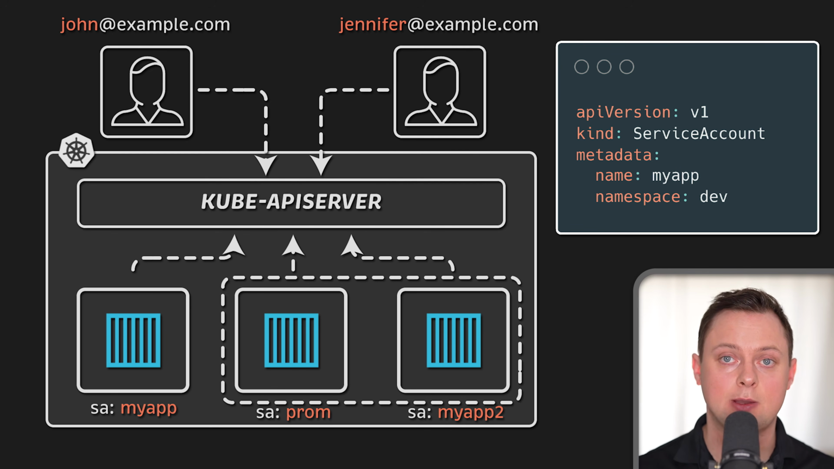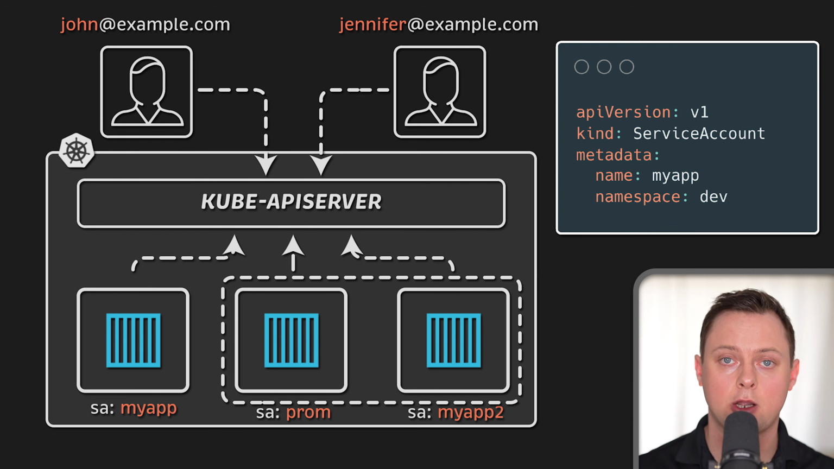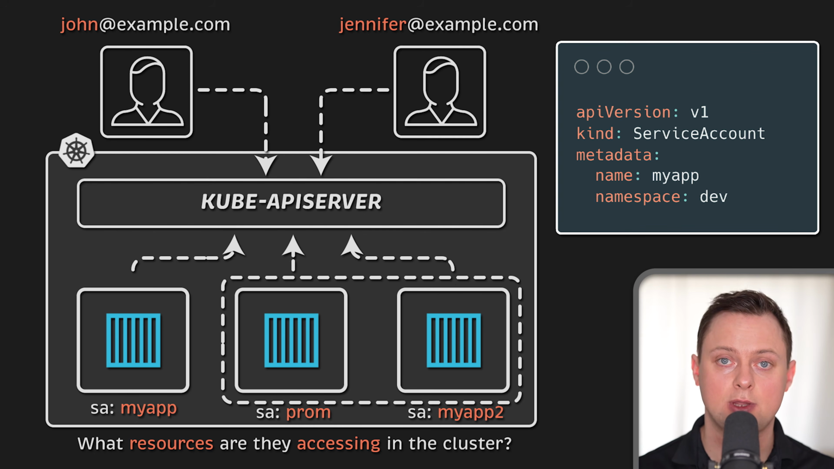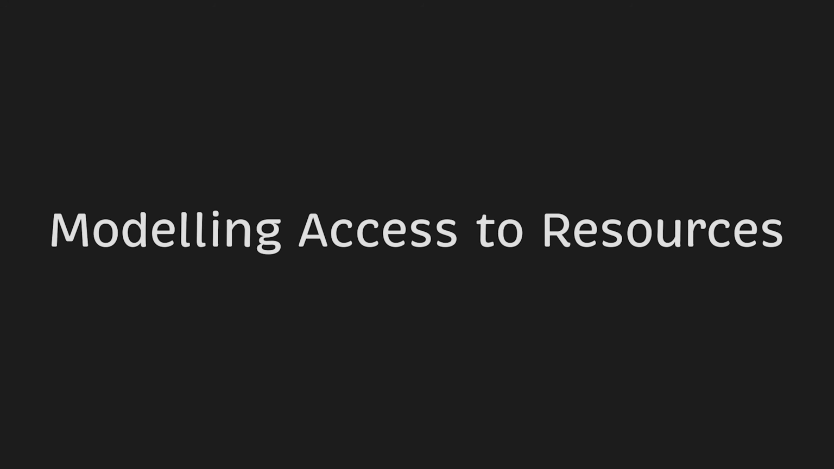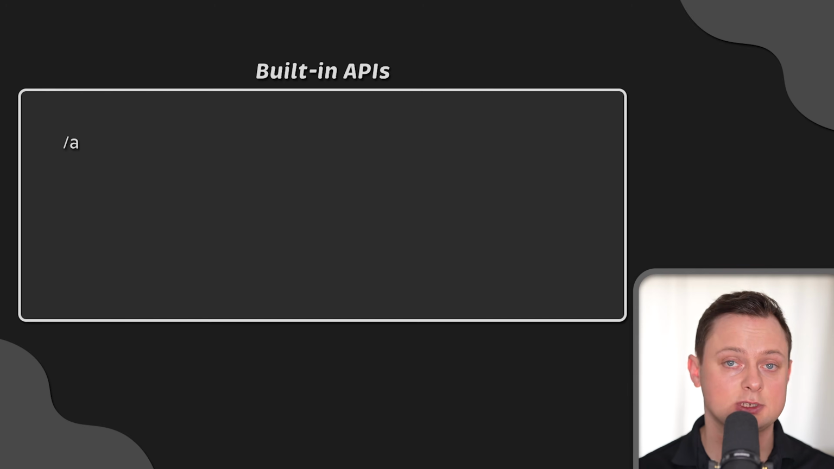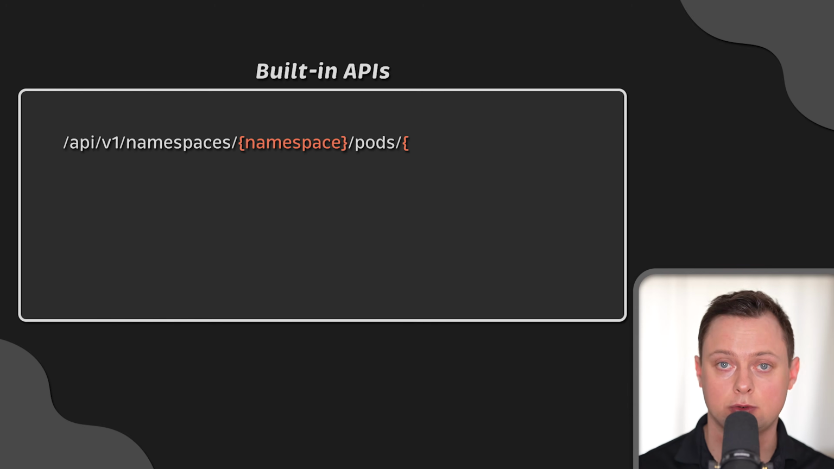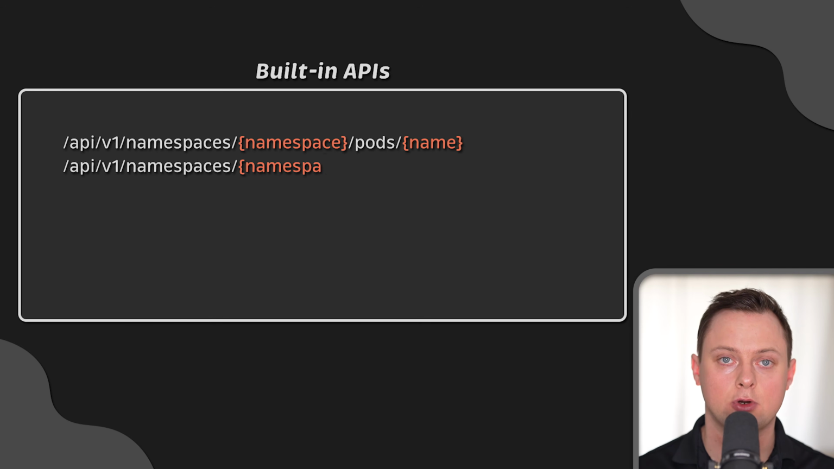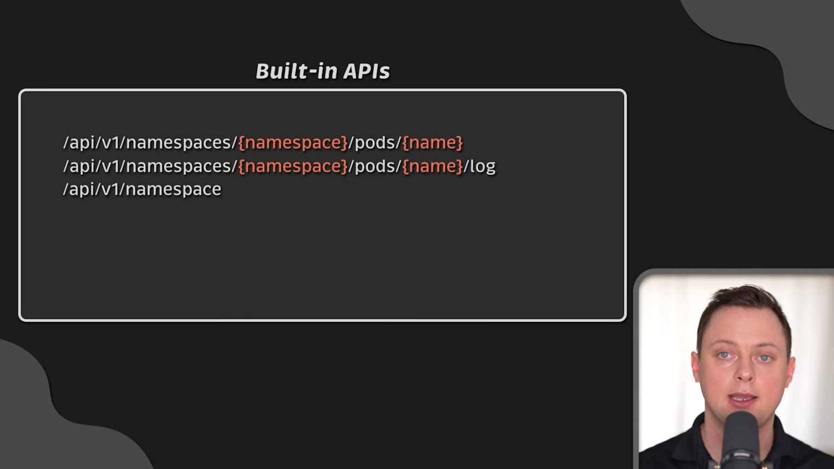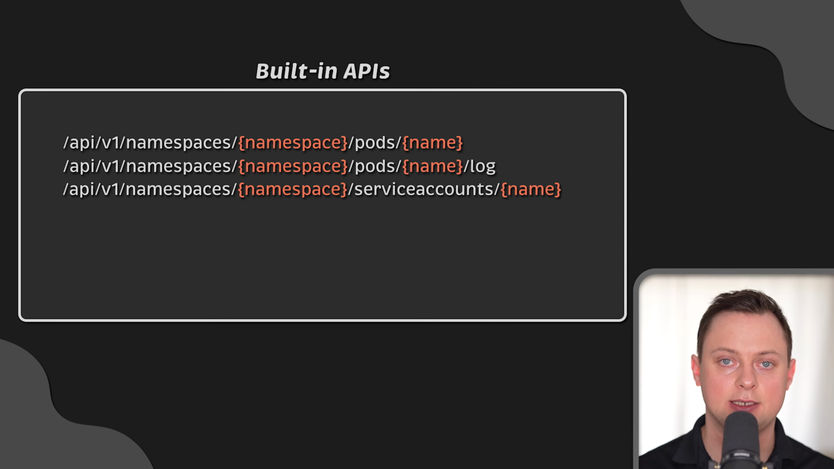At this point, you have a mechanism to identify who has access to a resource. It could be a human, an application, or a group of them. But what resources are they accessing in the cluster? In Kubernetes, we're interested in controlling access to resources such as pods, services, endpoints, and so on. These resources are usually stored in the database, etcd, and accessed via built-in APIs like this.